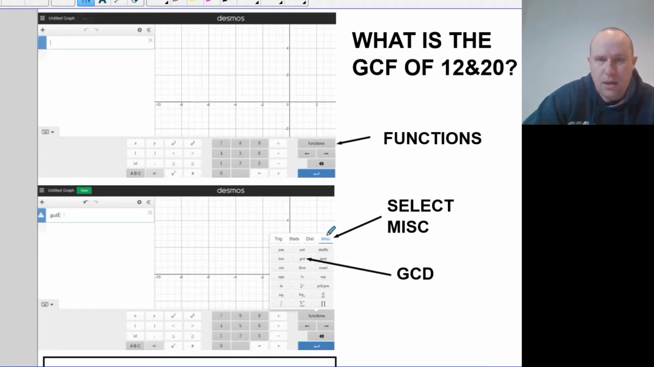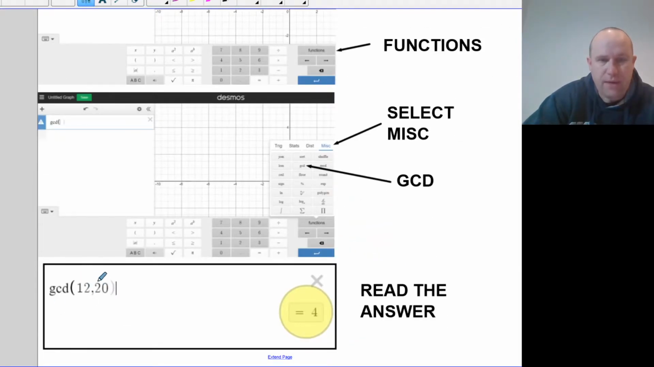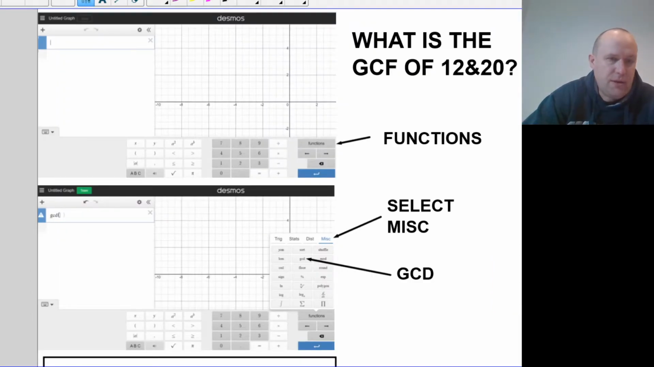Functions, go to miscellaneous. They use GCD, greatest common divisor, and that will give you the same answer. And then all you do is you type in the numbers that you want to find the GCF from. And before you even type in the last parenthesis, it will actually give you the answer, which is what I had here a second ago. But if you're not sure, that would be a way.